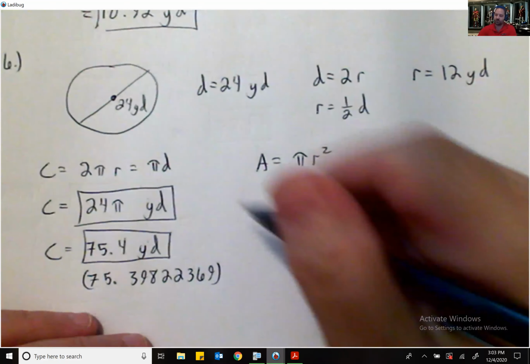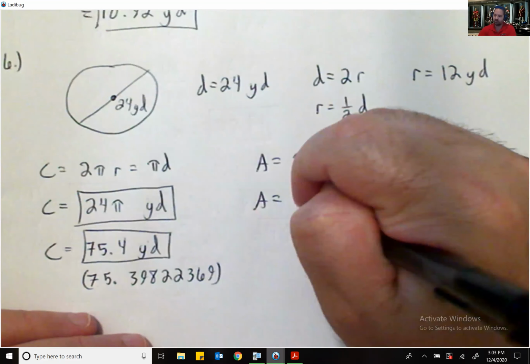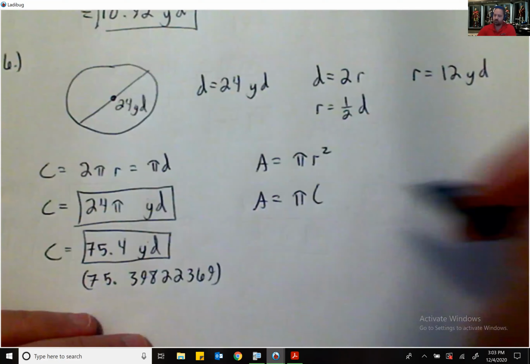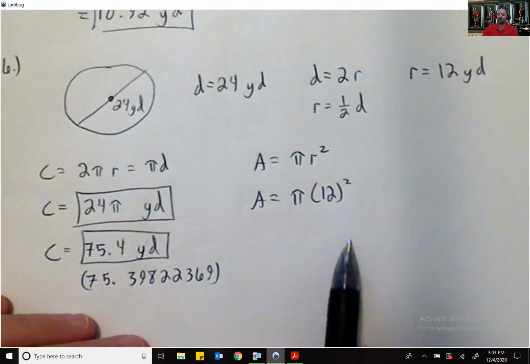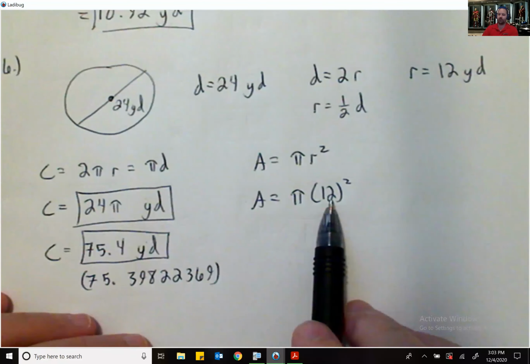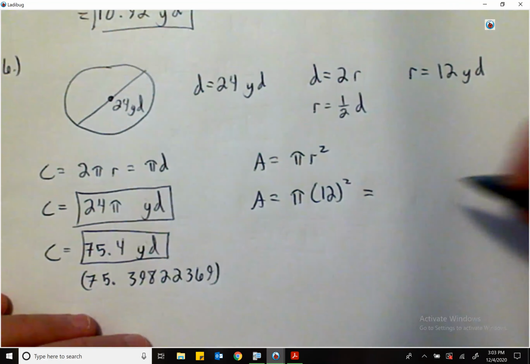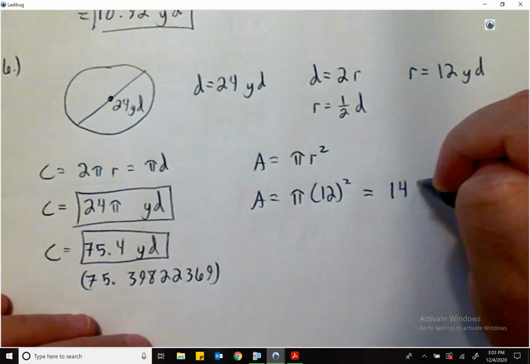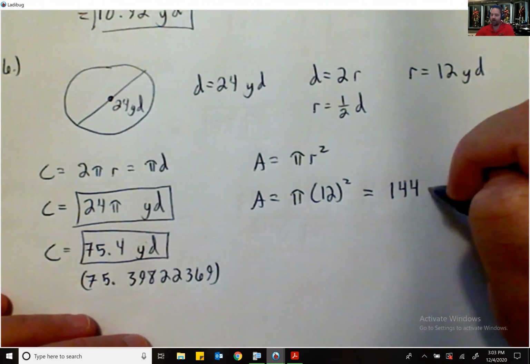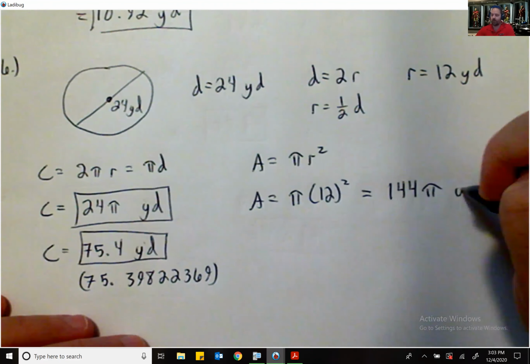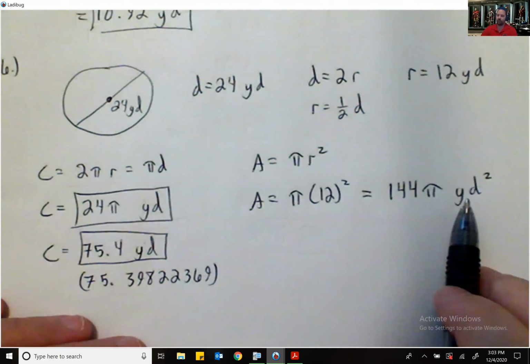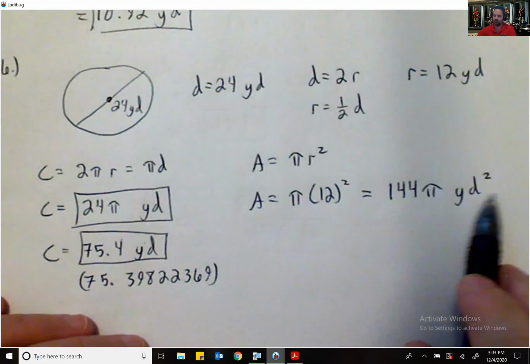So the first answer we want is exact. In order to get the exact answer, we just need to square the 12. So what is 12 squared? 144. So it is 144 pi yards squared because you already told me that label. So there's the exact answer.